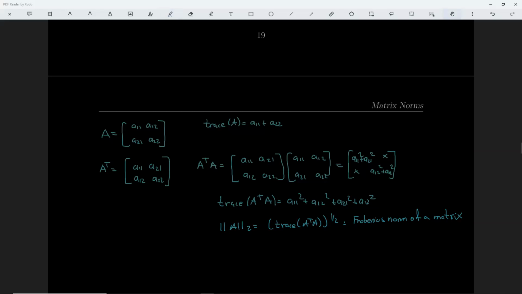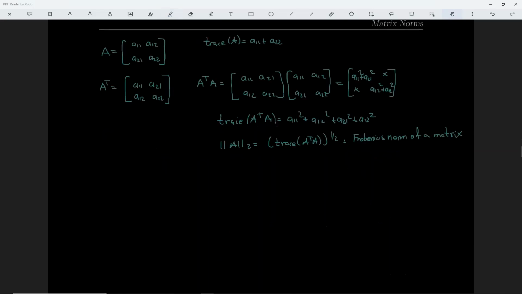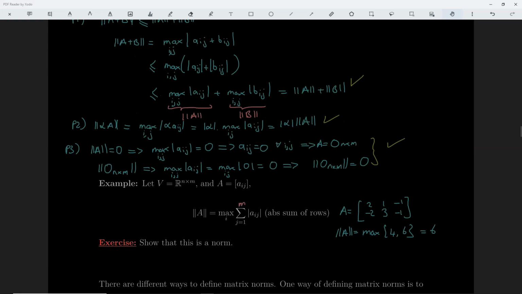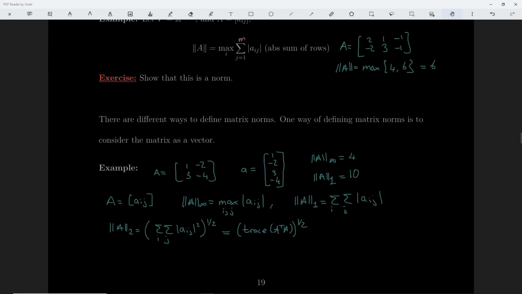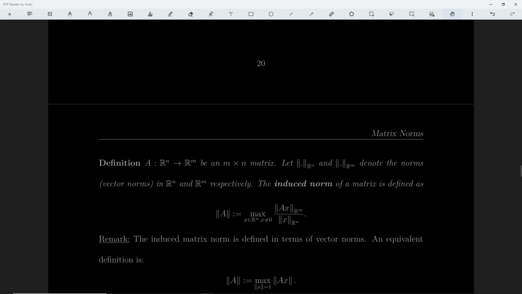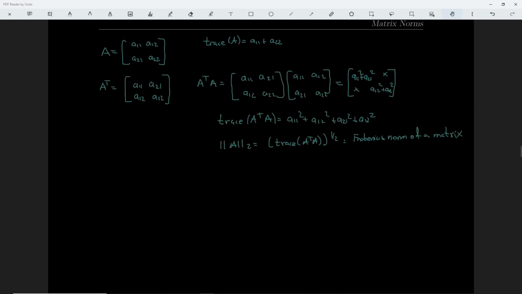So it might be good to play around with these matrix manipulations to end up with such compact terms. Okay, so there's another way of constructing matrix norms, and that will appear as the induced norm of the matrices. But before going to that definition, do you have any questions?